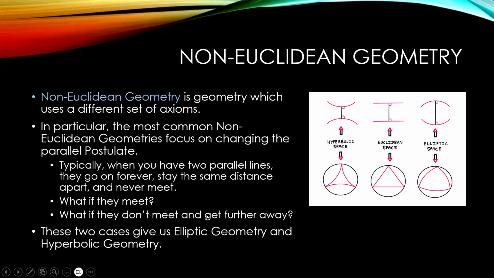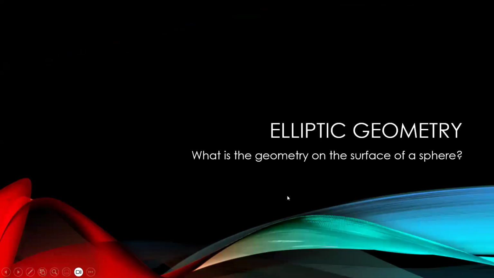What if they meet? Or what if they don't meet and they get further away? These two cases give us elliptical geometry and hyperbolic geometry. And we're going to see if we can understand what's going on with both of these. To begin with, let's talk about elliptical geometry. What is the geometry on the surface of a sphere?